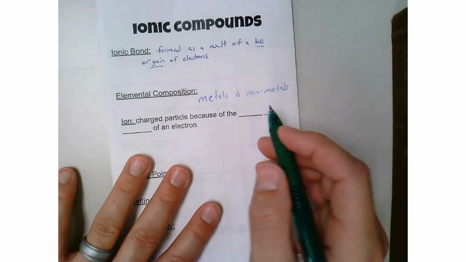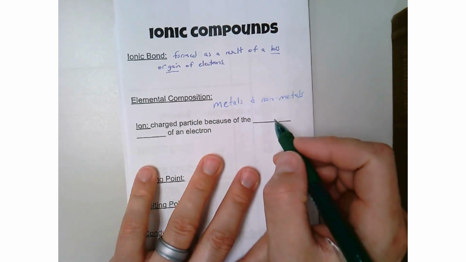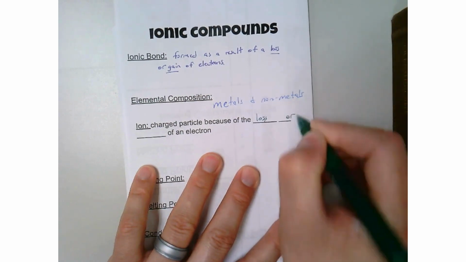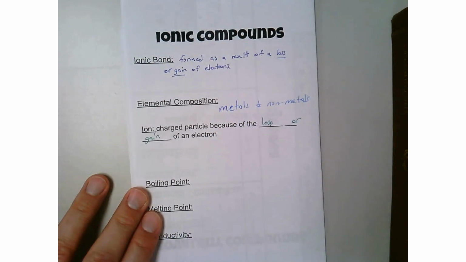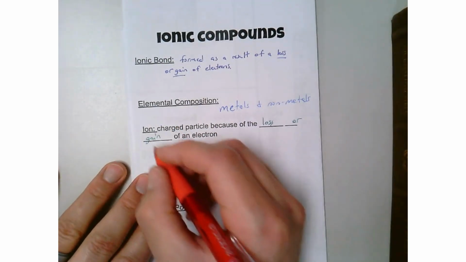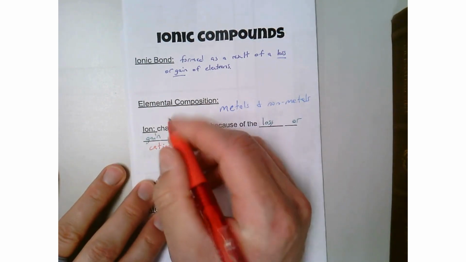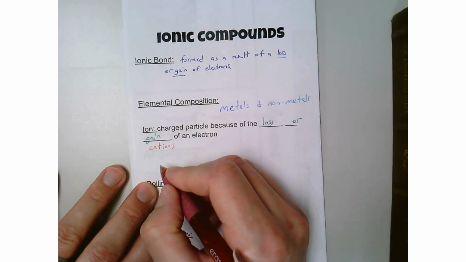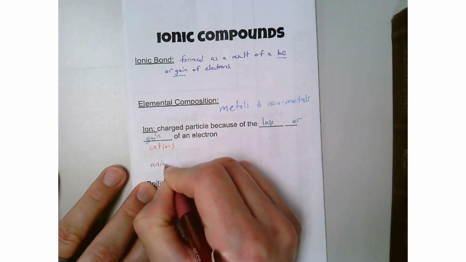All right, ion. This is very similar to our ionic bond definition. An ion is a charged particle because of the loss or gain of an electron. I want to talk about the two different types of ions. We've got cations, which again looks and is spelled just like it sounds. We've got cations and anions.